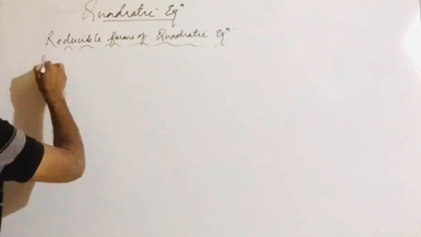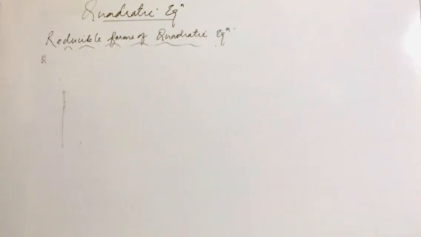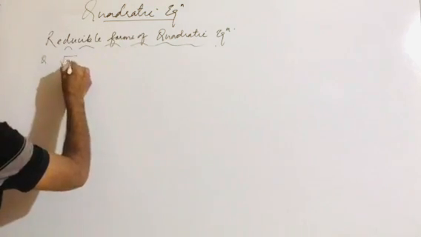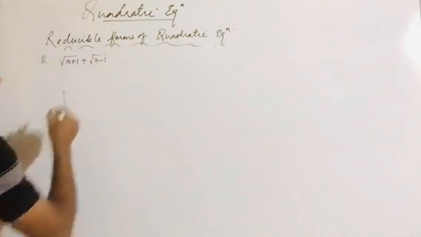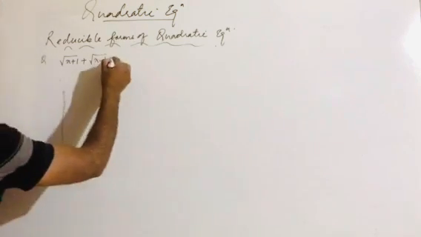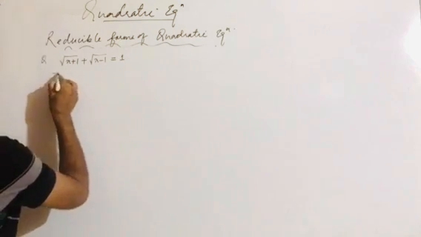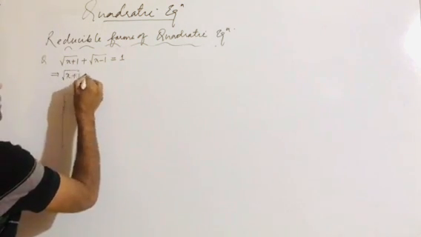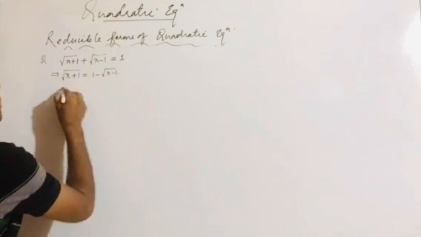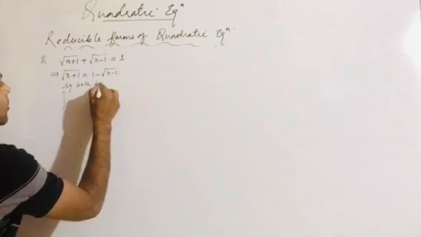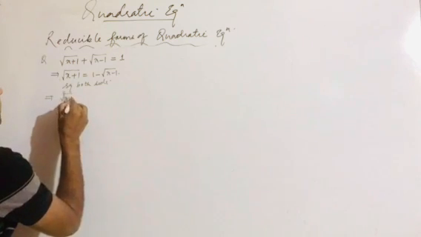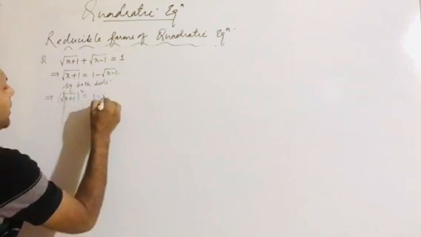Now, a question here: root under x plus 1 plus root under x minus 1 is equal to 1. You can see that both the roots are on one side, so it's better that you take the other root to the other side. So this becomes root under x plus 1 is equal to 1 minus root under x minus 1. Squaring both sides, this becomes root under x plus 1 whole square, and 1 minus root under x minus 1 whole square.